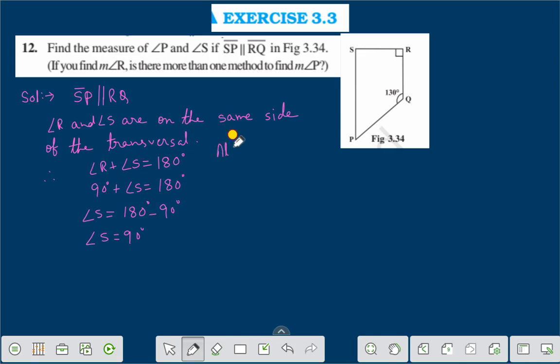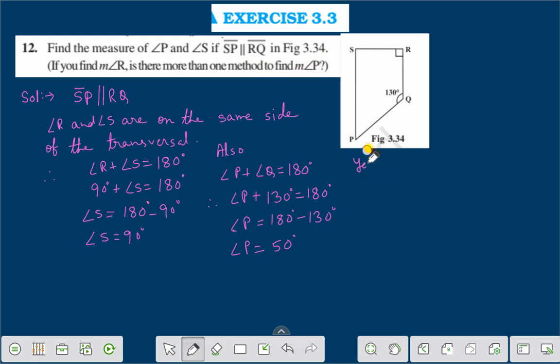Also angle P plus angle Q is equal to 180 degree, because angle P and angle Q are also on the same side of the transversal. Therefore we can say that angle P plus angle Q, which is 130 degree, is equal to 180 degree, or angle P is equal to 180 degree minus 130 degree, that is angle P is equal to 50 degree, right?